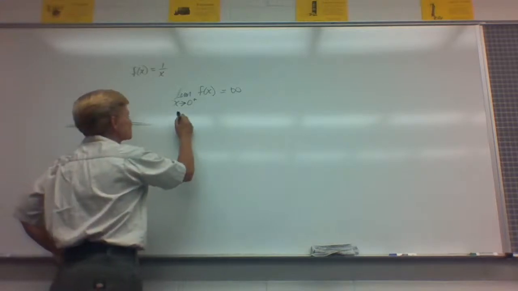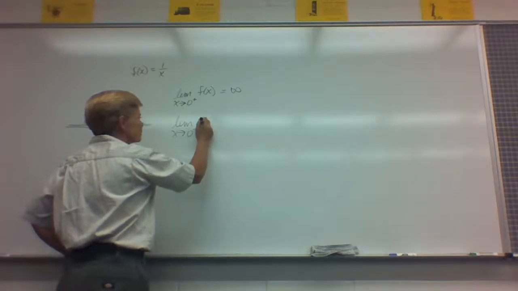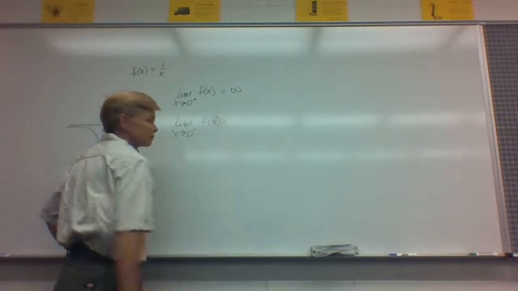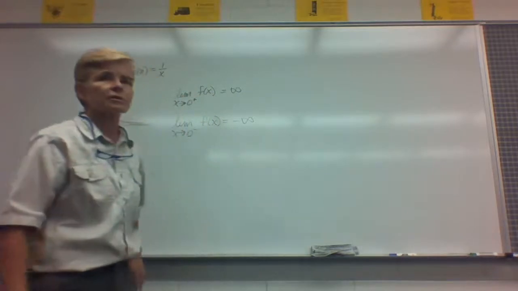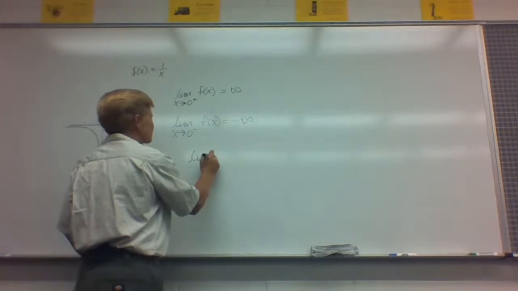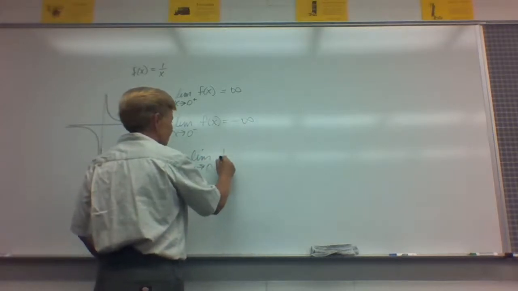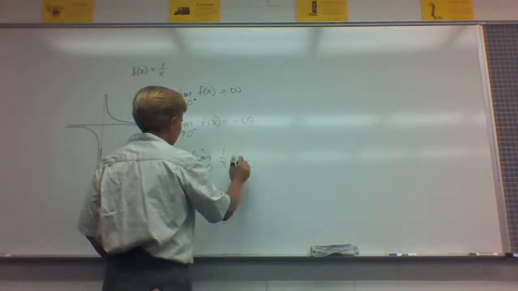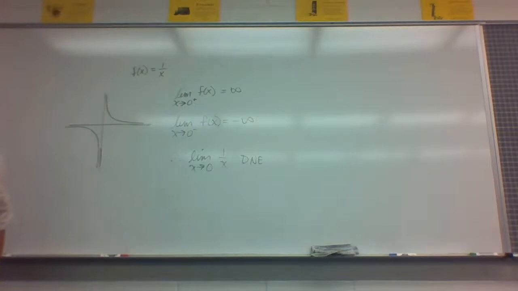What is the limit as x approaches 0 from the left side? Negative infinity. And so the limit doesn't exist. Therefore, the limit as x approaches 0, not with a plus or minus, of the function 1 over x is not equal to either one. It doesn't exist as x approaches 0.